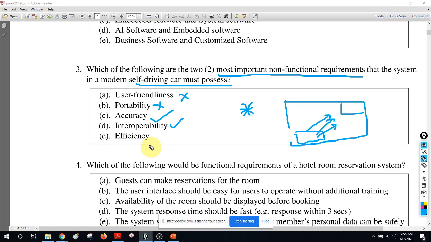Efficiency, of course we like to have fuel efficiency and those things, but I don't like it as a part of the self-driving information system. That is something to do with the mechanical system, right?